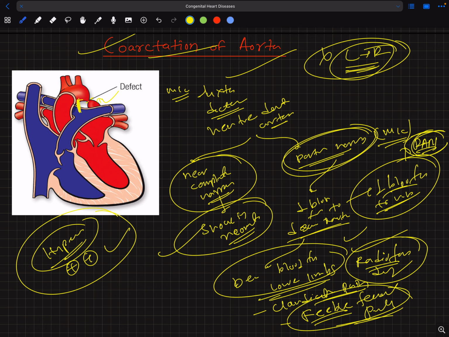If a child is presenting with hypertension, you can rule out pheochromocytoma, and then most probably the cause can be coarctation of aorta. Hypertension can lead to hypertensive encephalopathy, and can also present with seizures. So hypertension is a common manifestation in coarctation of aorta. And the main thing here is we have feeble femoral pulses and radiofemoral delay.